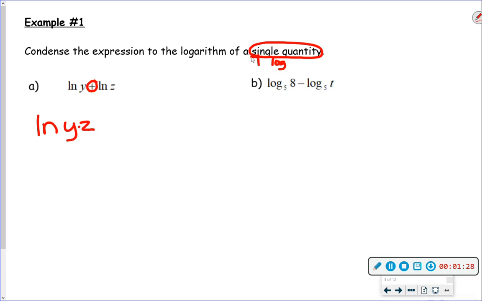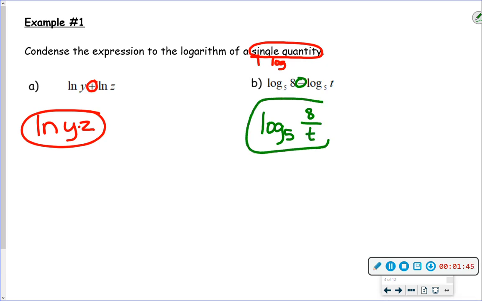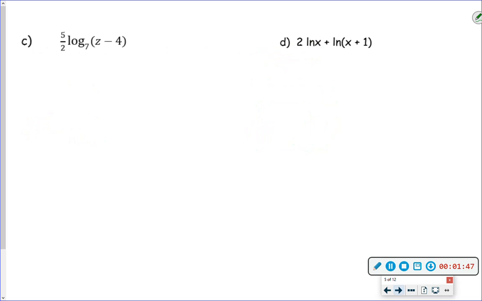I'm going to condense it into 1 ln multiplied. You're welcome to put the times sign in between y and z. Of course, that's not necessary. And yes, I have a single log. Same idea on B. We have 2 logs subtracted, so I can condense that down to a single log divided. And of course, for division, we're going to use our fraction bar. 8 over t. Nothing too crazy yet.